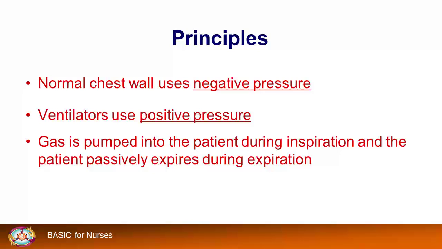Normal lungs create gas flow through negative pressure. When we take a breath in, our chest will expand and our diaphragm fall. This works to suck air into our lungs through the mouth, nose, and trachea. Modern ventilators do the opposite. They use positive pressure to push air into the lungs.